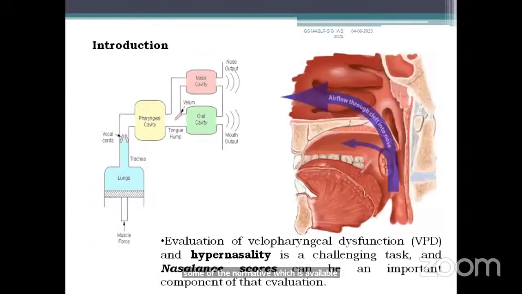Let's move on to the introduction. As we know, when we do resonance evaluation, we always talk about velopharyngeal closure. If the velopharyngeal port doesn't close properly and air escapes through it, we tend to perceive hypernasality. These are measured using nasalance scores. It's a very important assessment protocol when we do a resonance assessment, especially in children with cleft lip and palate, and adults with velopharyngeal dysfunction or velar paralysis conditions.